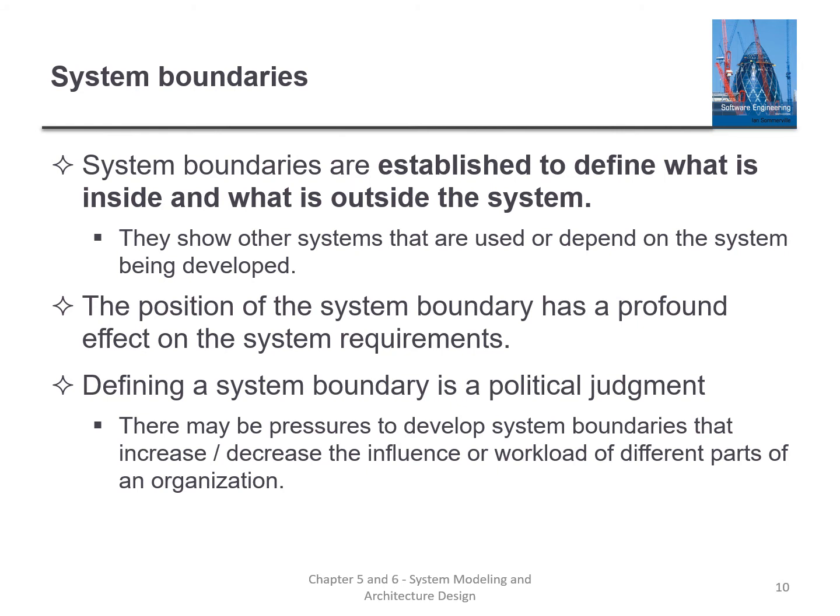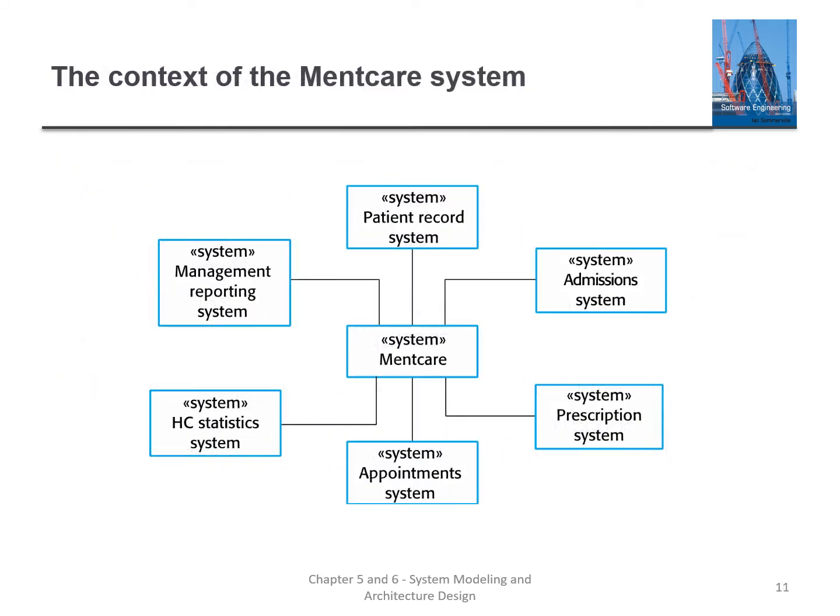So as I mentioned just now, system boundaries tell you what is inside and what is outside of the system. Okay, this is a diagram of a context model. So for example, in this example, they want to develop a system called Mentcare. This is a case study given in the textbook, where the system is a system to handle patients with mental illness.